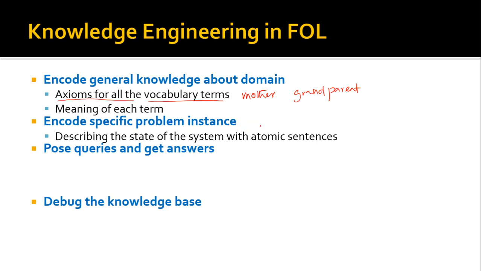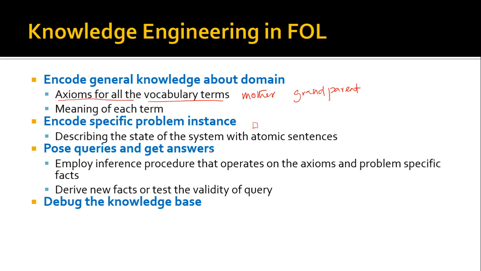And then you have to come up with the encoding of the specific problem instance, like you have got a square grid, one grid is a neighbor to the other grid, then the agent is sitting at the first left bottommost corner of the grid. So all these are specific problem instances, right? Now then you can ask queries.